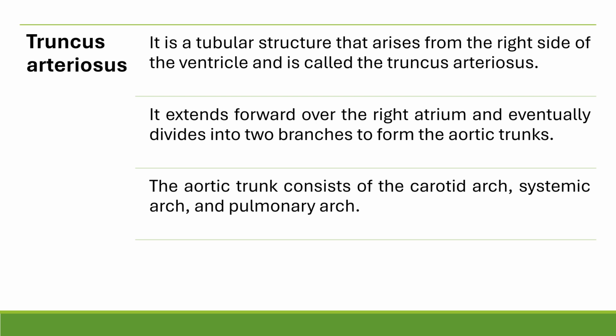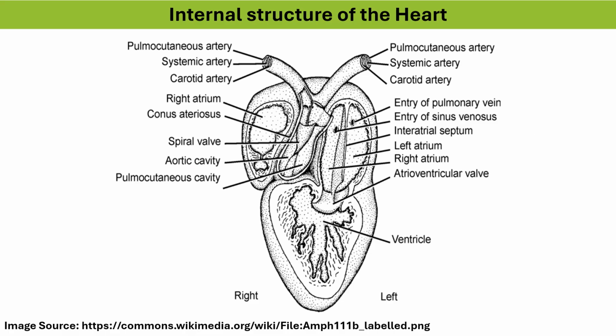Next, the truncus arteriosus. It is a tubular structure that arises from the right side of the ventricle and is called the truncus arteriosus. It extends forward over the right atrium and eventually divides into two branches to form the aortic trunks. The aortic trunks consist of the carotid arch, systemic arch, and pulmonary arch.